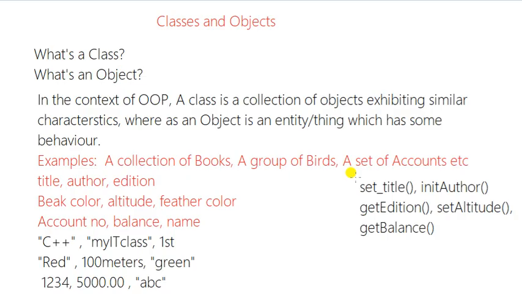Now what does the class have? The class book has title, author, edition. The class birds has beak color, altitude, feather color, and in a similar way the class account has account number, balance, name. These we call attributes of a class.